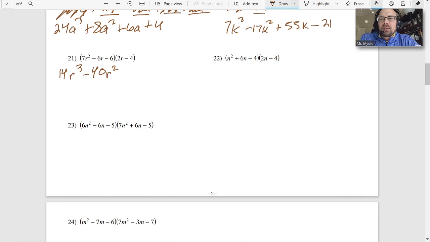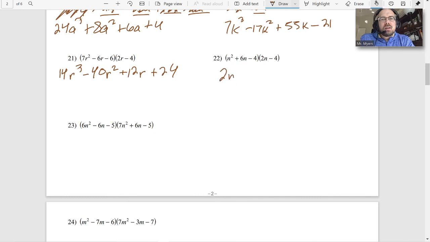So minus 6r and minus 4, positive 24r. And then I'm going to have a minus 12r. Positive 24 and minus 12 is positive 12r. So I just combined the r terms. And then I have plus 24. All right, so I just did 24 all in one go there. Okay, but again, you just got to be really careful.